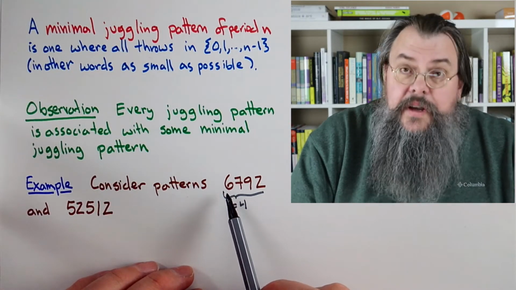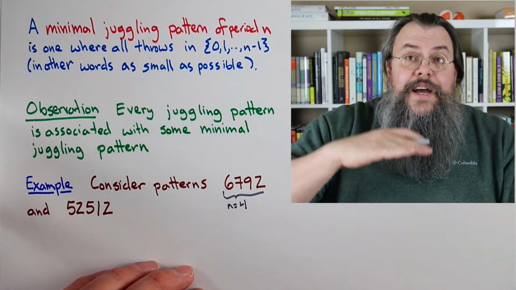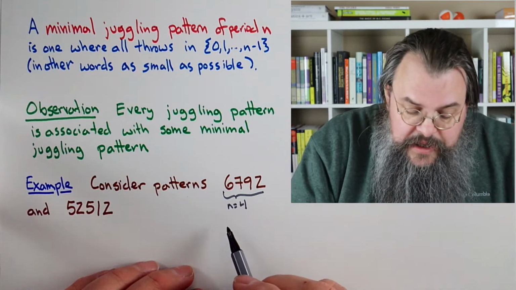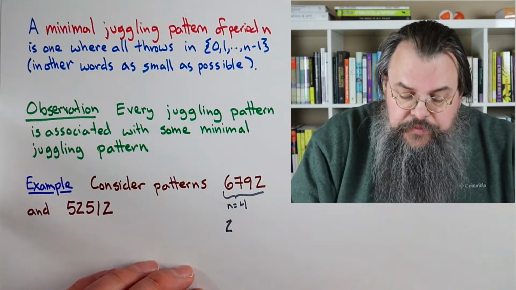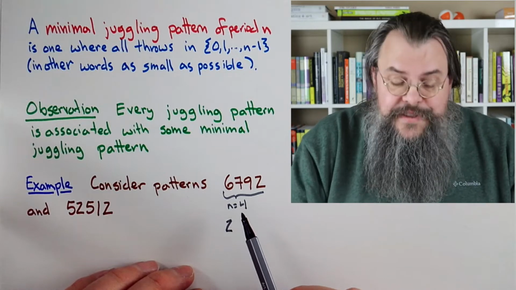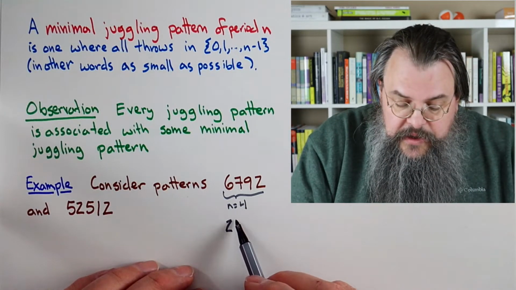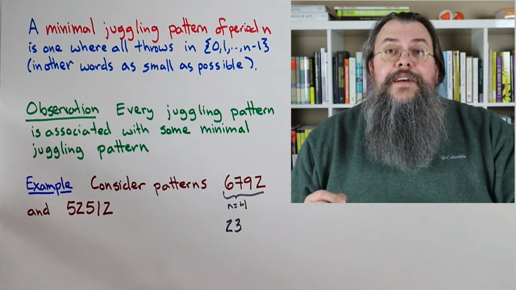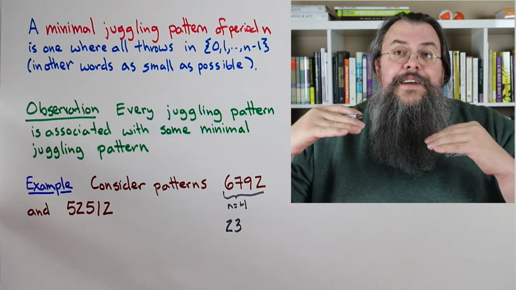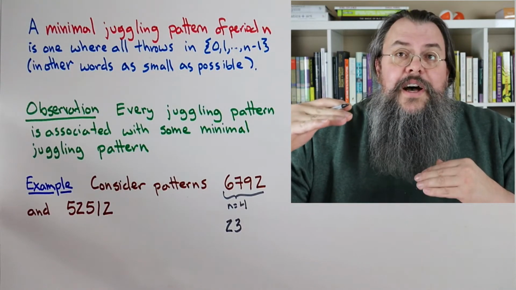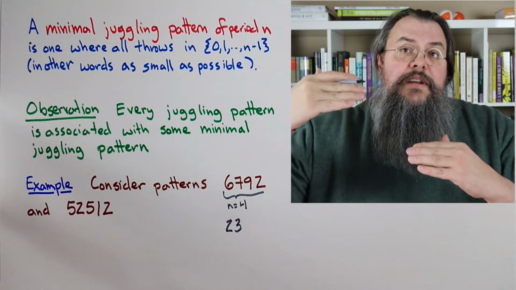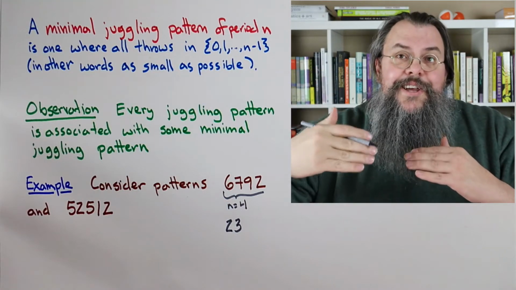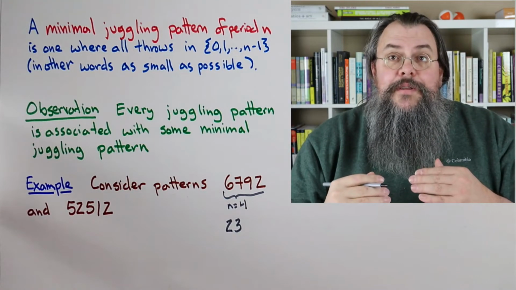So 6, okay, too high. Subtract 4, and we can get 2. 7, too high. Subtract 4, and we'll get 3. 9, really high, right? In fact, if you subtract 4, it's still high. So what we can do is keep subtracting until we get down to something we're comfortable with.